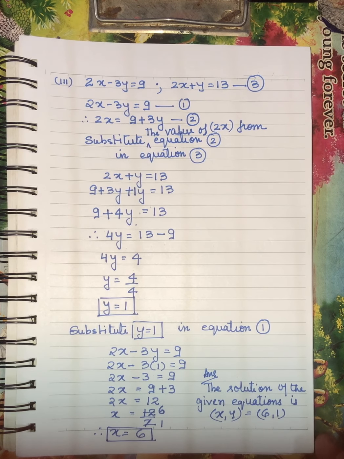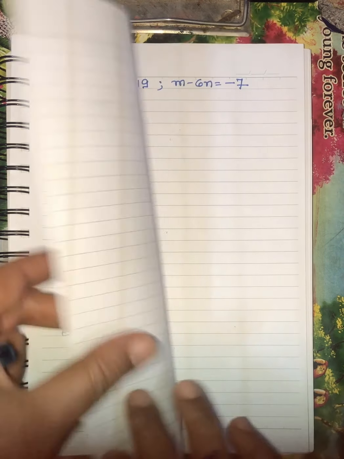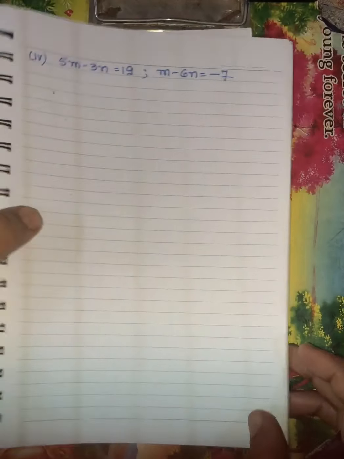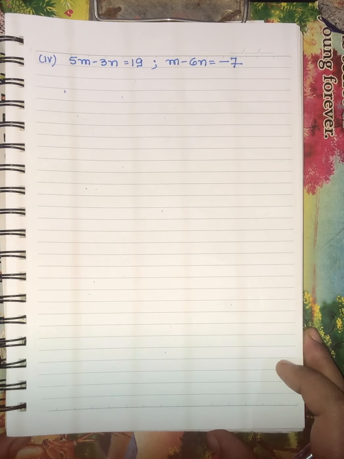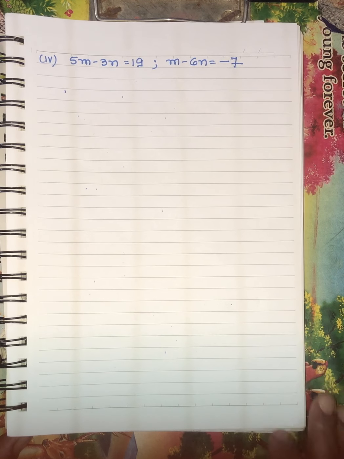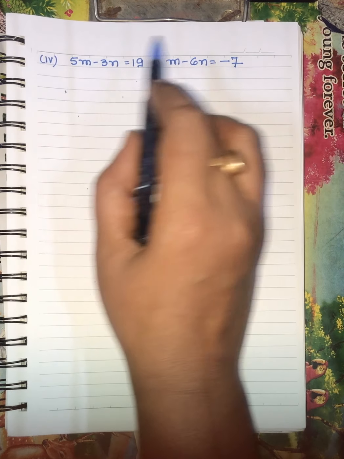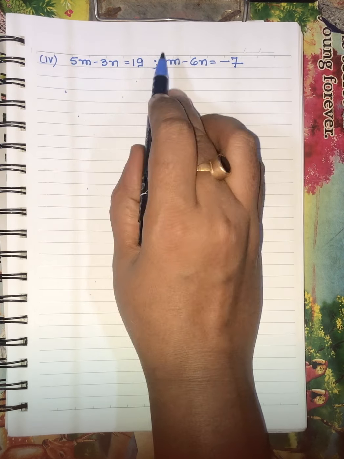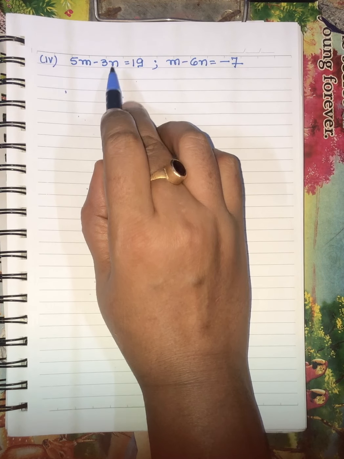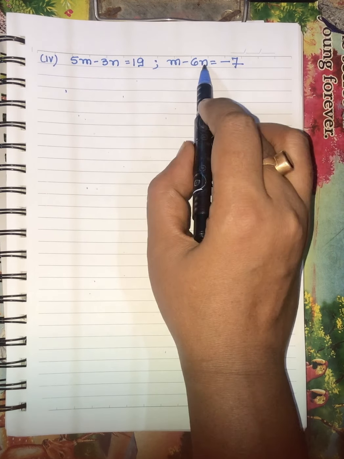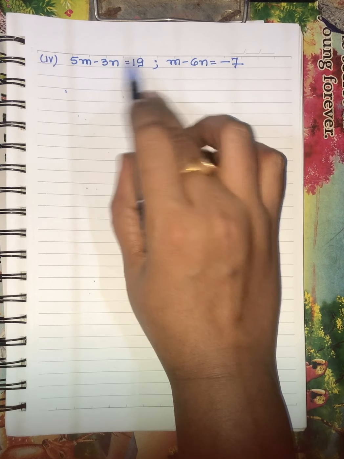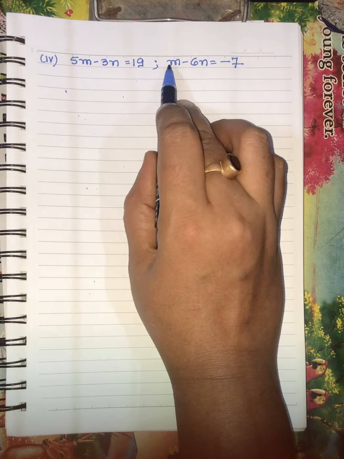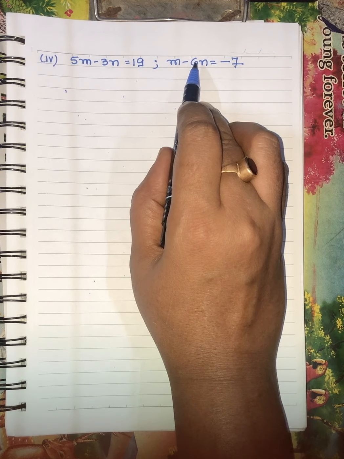Alright children, now let us go further. Fourth bit I am doing of the same exercise, exercise 1.1, second question, fourth bit. Now what is given, you have to see children. You have to do some transformations because here m is having 5 and m is having 1. Both coefficients are not equal. In the same manner, n is having 3 and n is having 6. Even those are not equal.